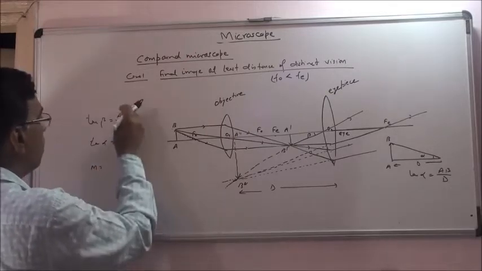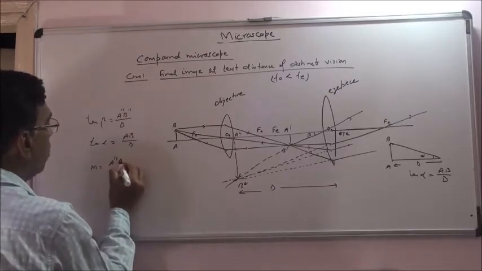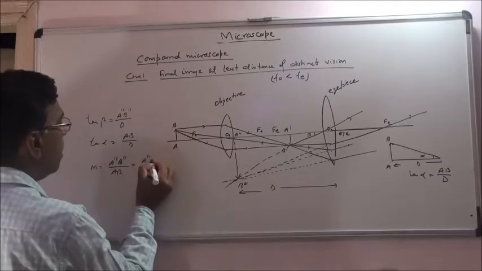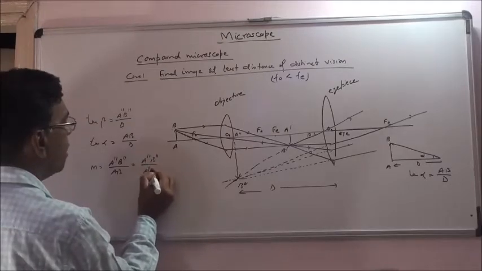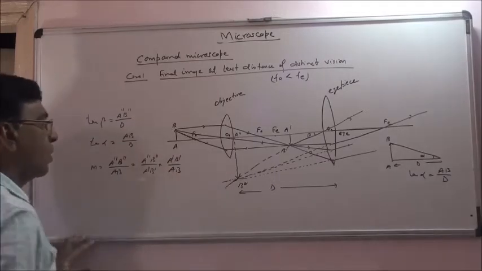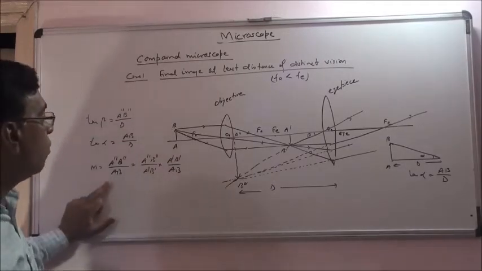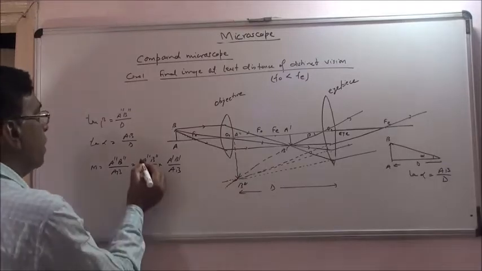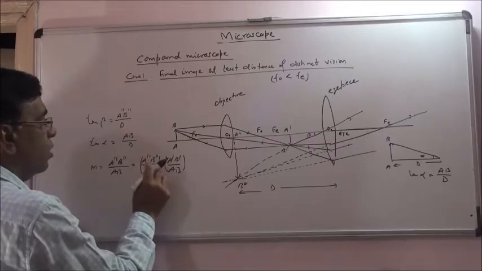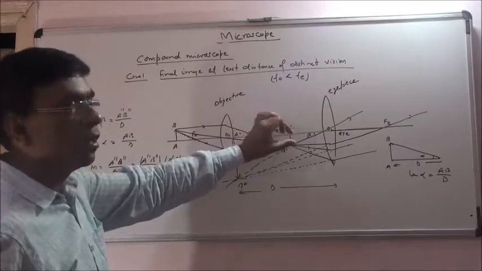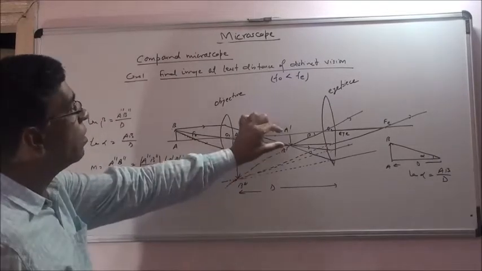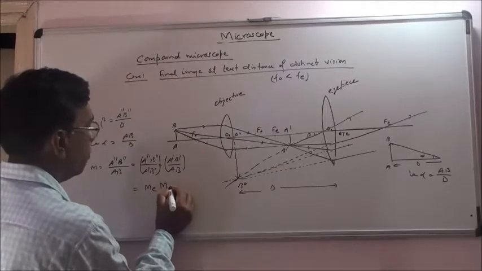So M is this divided by this. We got, this can be written as A double dash B double dash upon A dash B dash into A dash B dash upon AB. I have multiplied and divided by A dash B dash. What difference does it make? What is A double dash B double dash upon A dash B dash? This is actually the magnifying power of eyepiece. And A dash B dash upon AB, this is the magnifying power of objective.